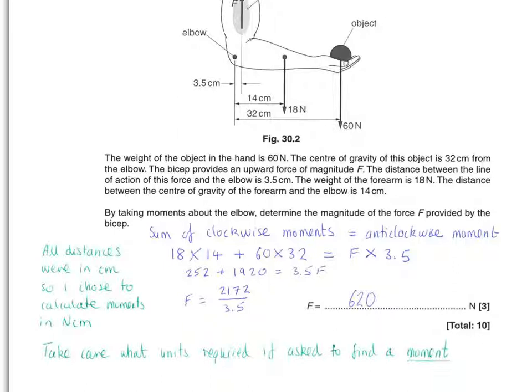So we add the two clockwise moments and they will equal the anti-clockwise moment. Careful rearranging and solving to get the answer of 620 newtons. Notice in this diagram every distance was given in centimetres and I chose to use them in that particular unit. That's fine. Just remember, however, if you are asked to quote a moment and you're provided with the units, you need to check that you're working in units that will match the required answer.